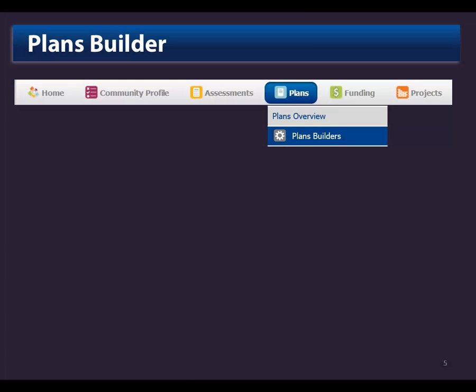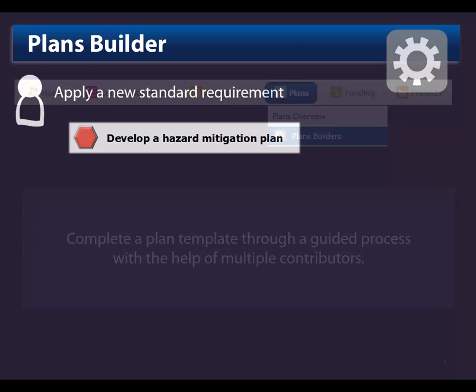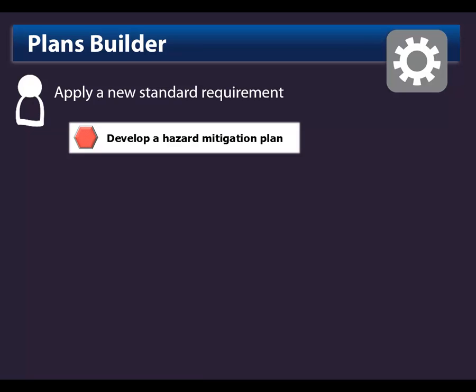Here you can see how the menus will look when you go to enter into the Plans module. Plans has two submodules, Plans Overview and the Plans Builder. The purpose of the Plans Builder is to complete a plan template through a guided step-by-step process with the help of multiple contributors. First, we're going to start with the Plans Builder, where the template will be created.